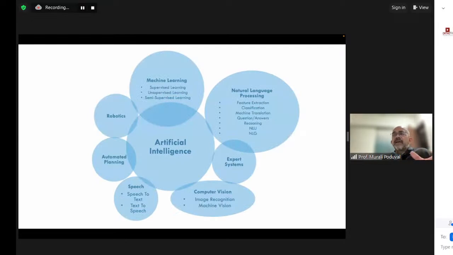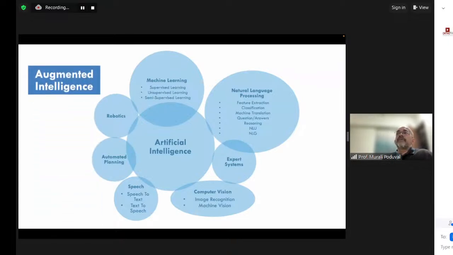And within this area lie a huge number of domains. You have machine learning, you have natural language processing, you have expert systems, you have computer vision, you have speech to text, text to speech, you have automated planning, robotics, all of which are relevant to our field of joint replacement. I call this augmented intelligence. It is something that has to augment us surgeons, become more intelligent, become more efficient, and deliver better results.